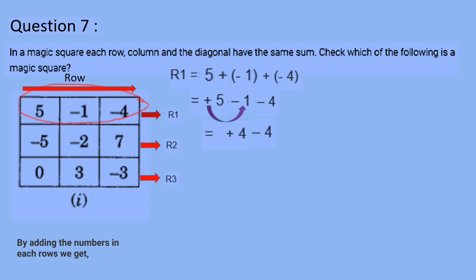Here different sign, with the same number. So I am going to subtract. 4 minus 4 is 0. This is the sum of first row.